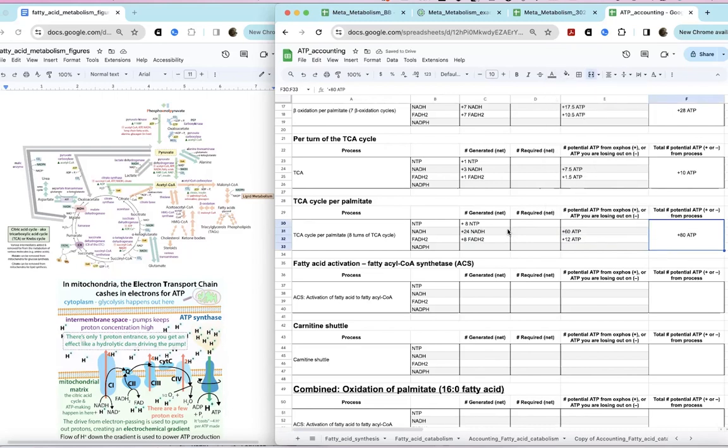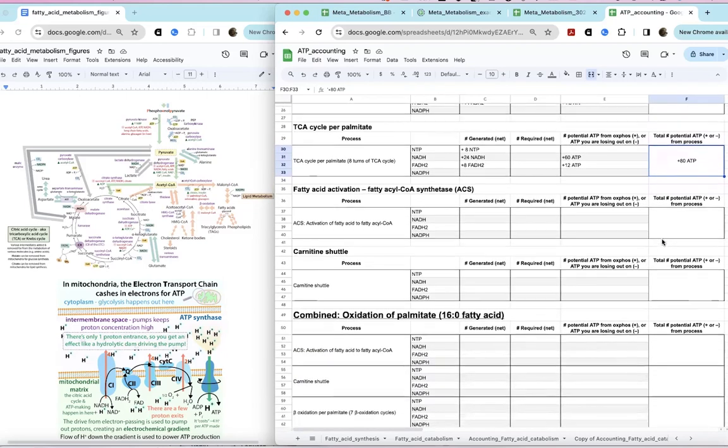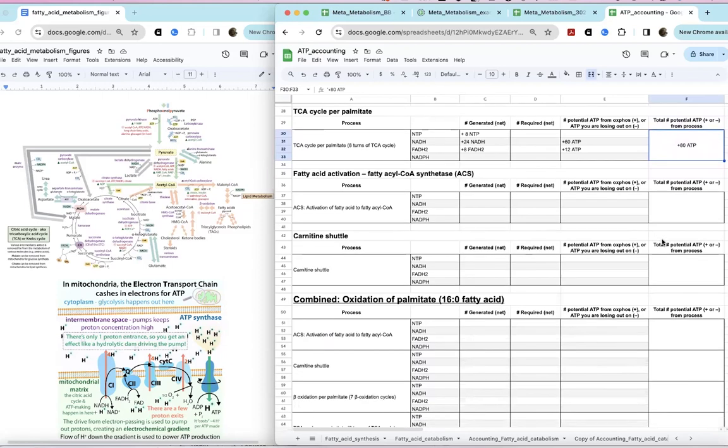60 potential from the NADH, 12 from our FADH2, and then directly what we generate is those 8 from substrate level phosphorylation at the succinyl-CoA synthetase step. All of our other steps, however, are going to require the electron transport chain and oxidative phosphorylation.